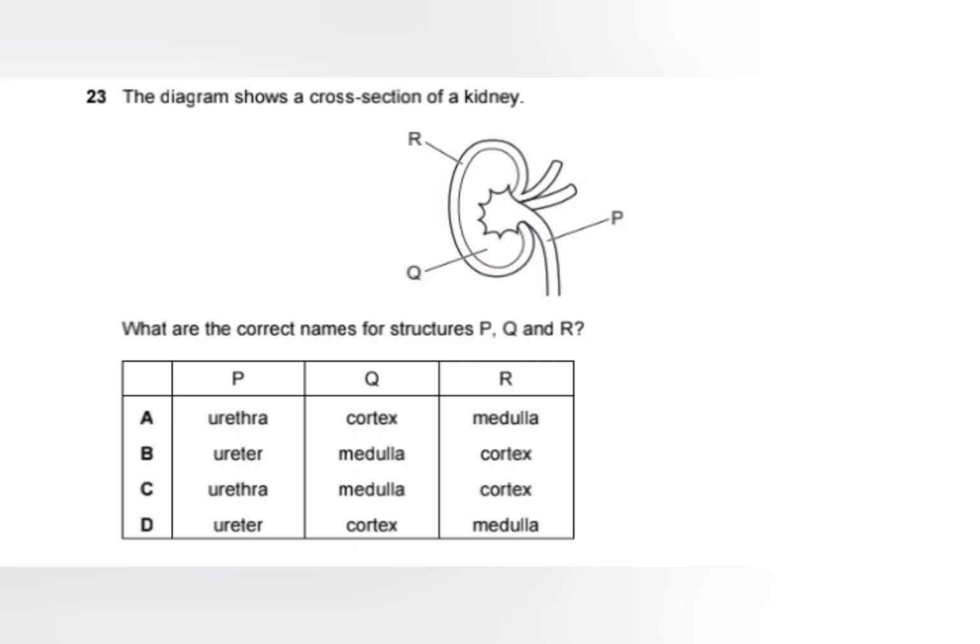So the next one is saying the diagram shows a cross section of a kidney. So we have part P, which is called the ureter. Then part Q, it is called the medulla. Then part R, it is called the cortex. So the correct answer here is going to be B.